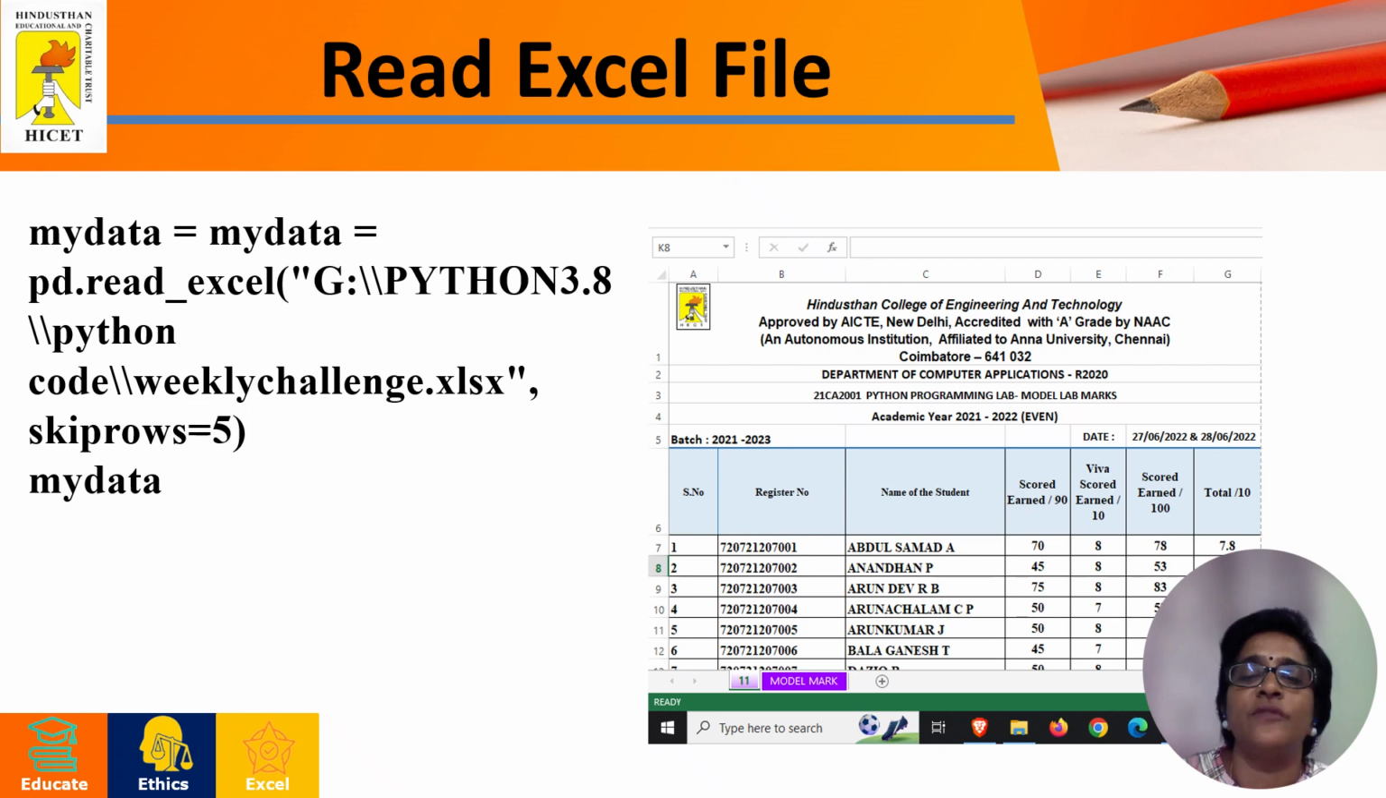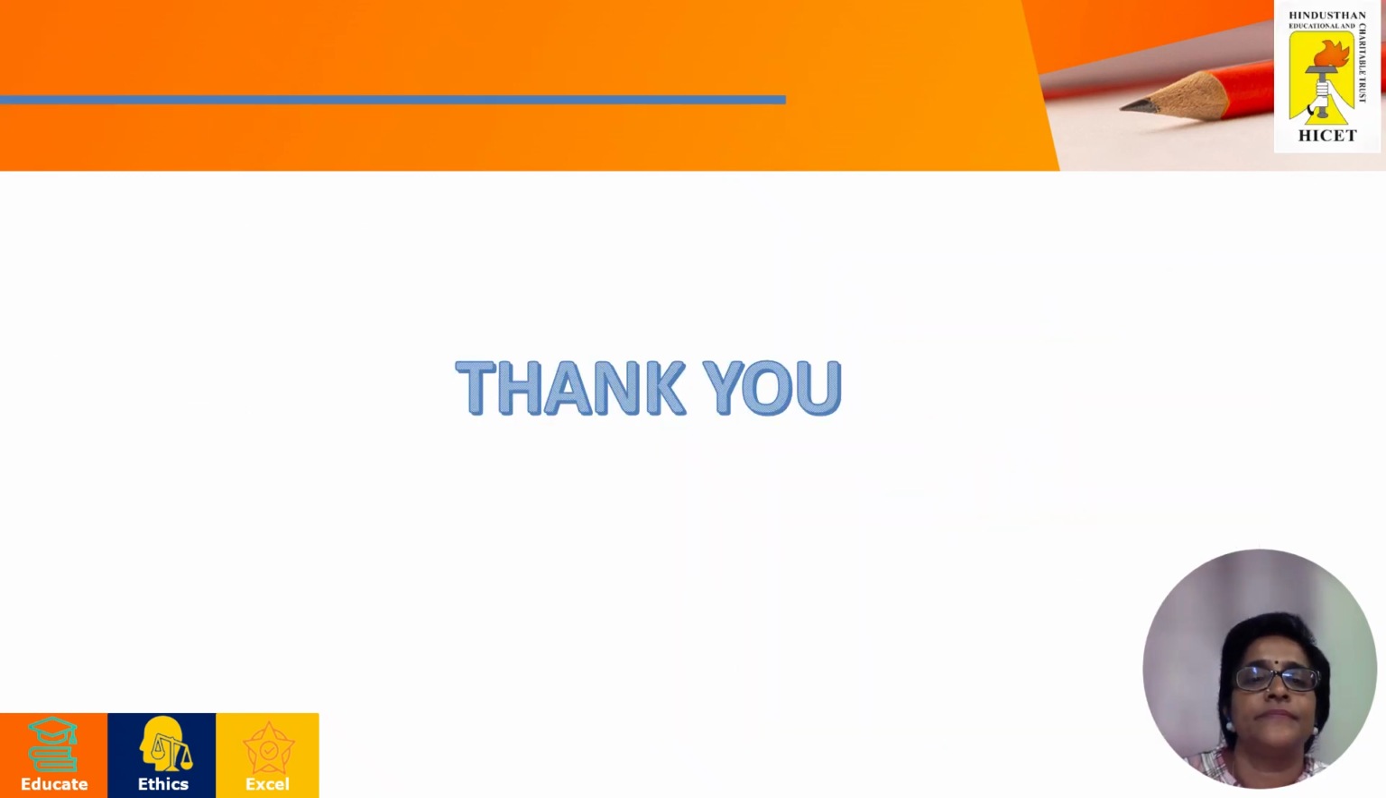In order to skip the 5 rows, I'm going to use the representation my data is equal to read_excel. In order to read an Excel file, I'm going to use the command read_excel, and within it I have to use an option called skiprows equal to 5. If the number of rows you want to skip is 6, then obviously you are going to specify skiprows equal to 6. Then that's it for today's session.